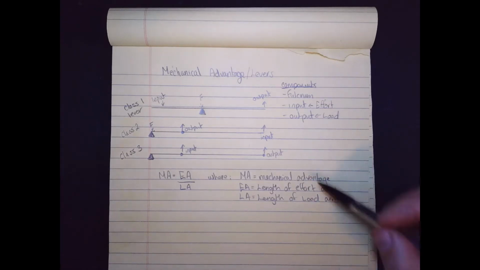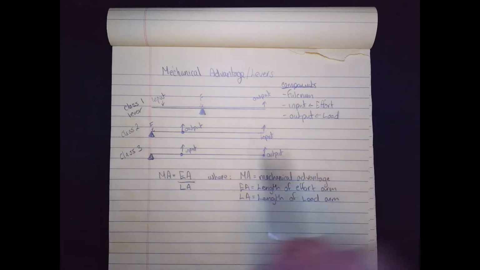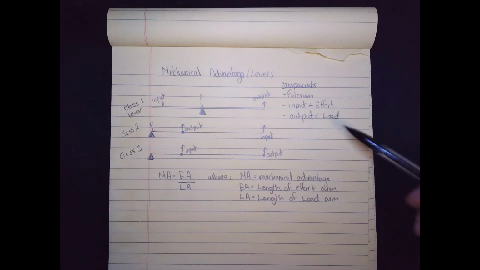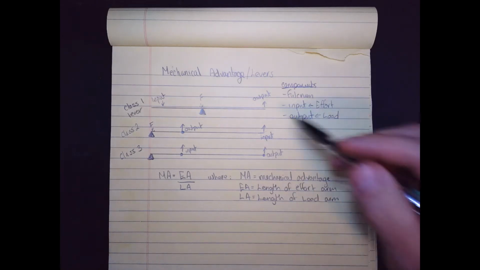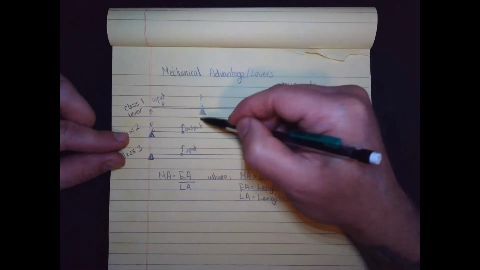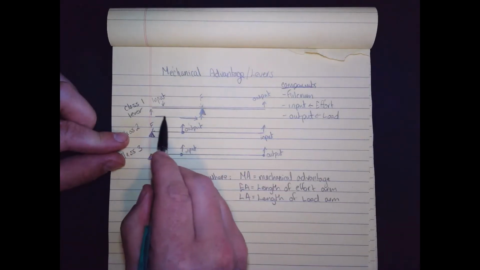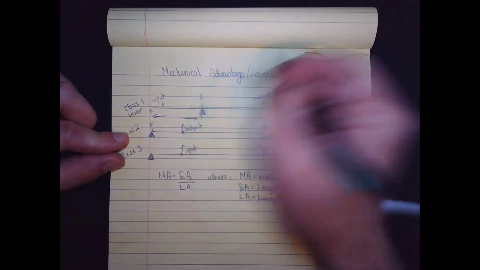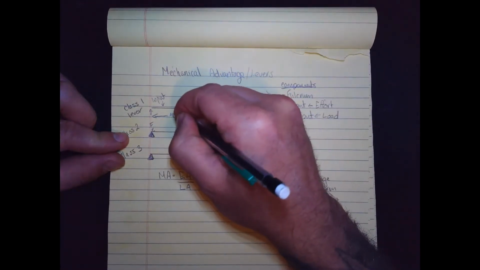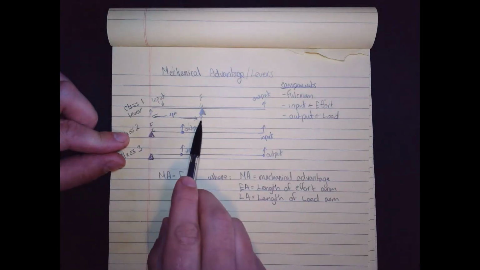Right. So we've already said up here, input and effort are the same thing, right? So if we look at our class 1 lever here, if we're looking for the length of our effort arm, what we would do is check the distance between the point of input and the fulcrum. If we just put some arbitrary number on it, let's say this is 4 inches. We would have a 4-inch effort arm.